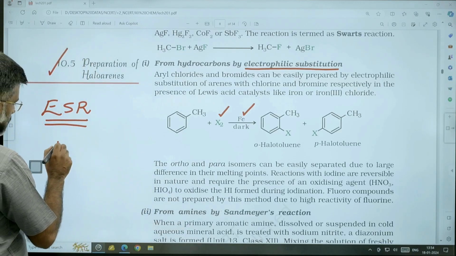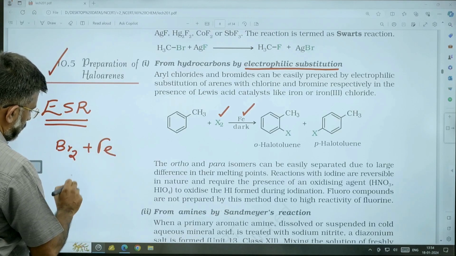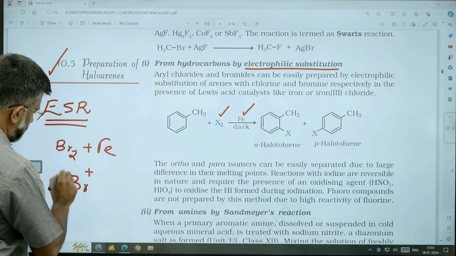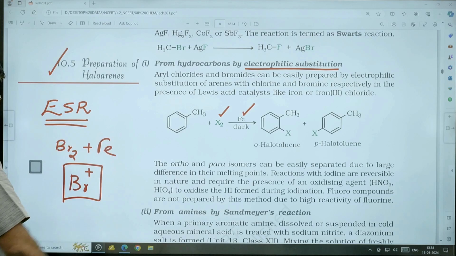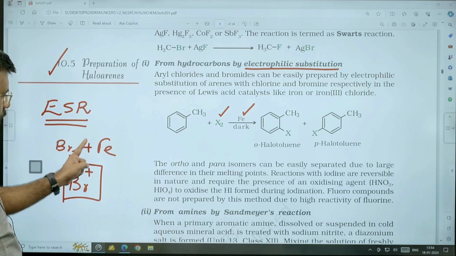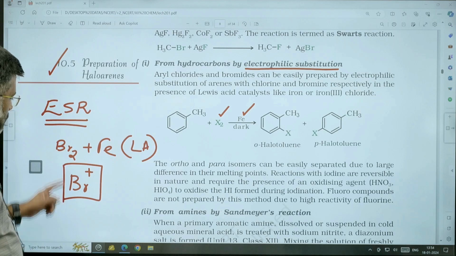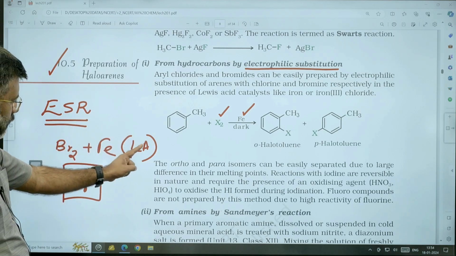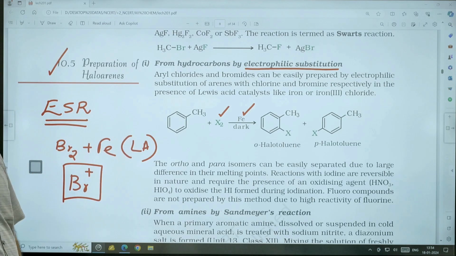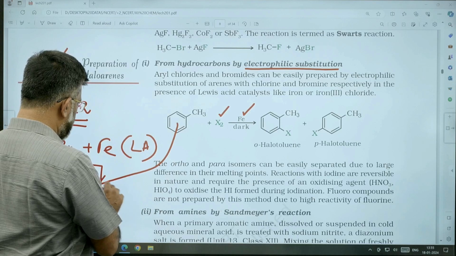So what will be the reaction? Suppose we are taking Br2 with iron, FeBr3 will be formed and you get Br plus, which is the electrophile. So Br2 or Cl2 with a Lewis acid gives you a halonium ion, which acts as the electrophile, and that is attacked by the benzene ring.